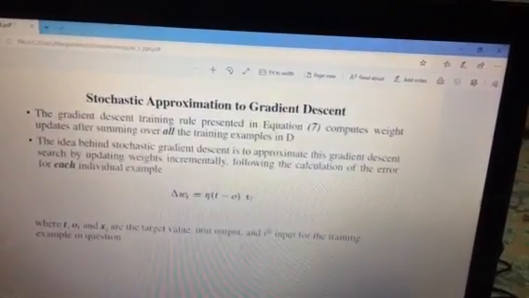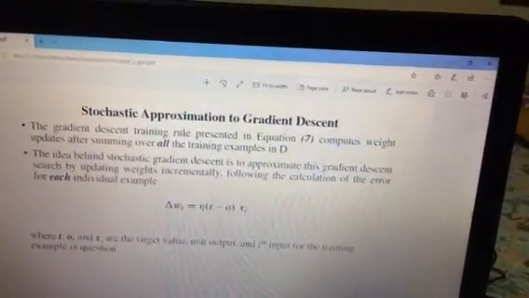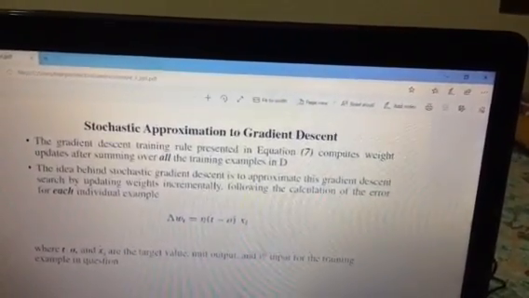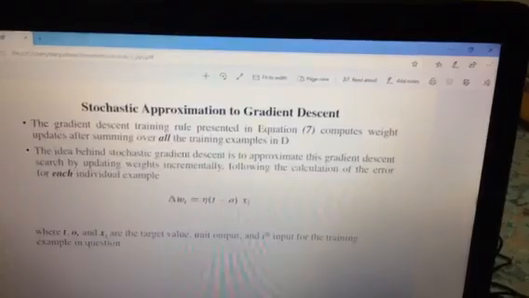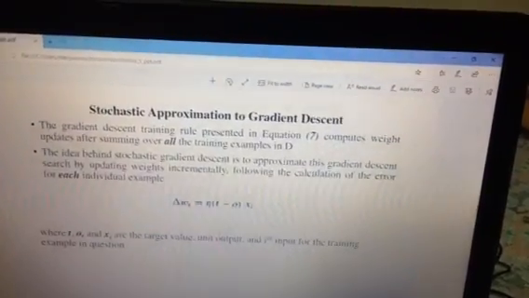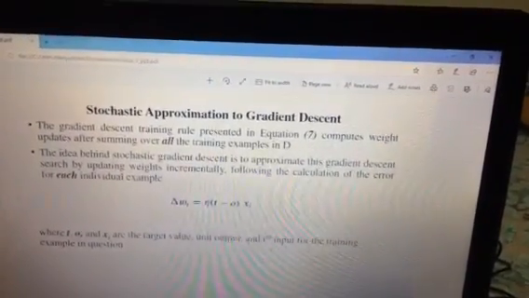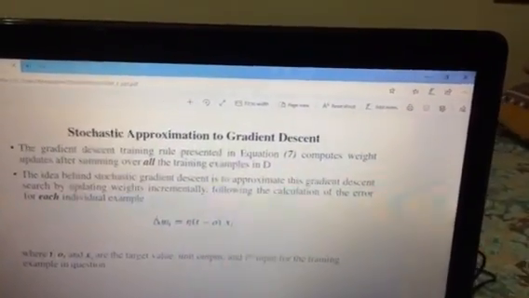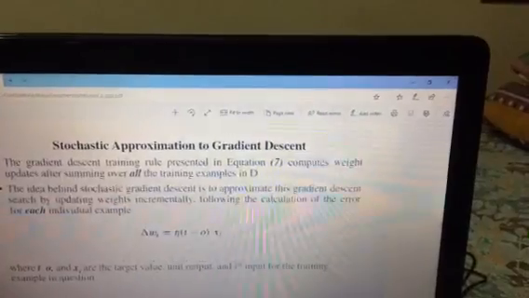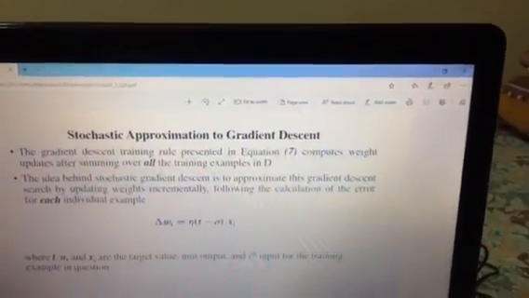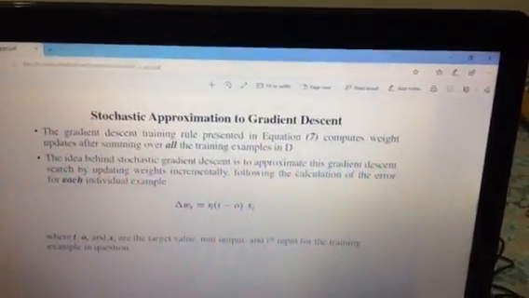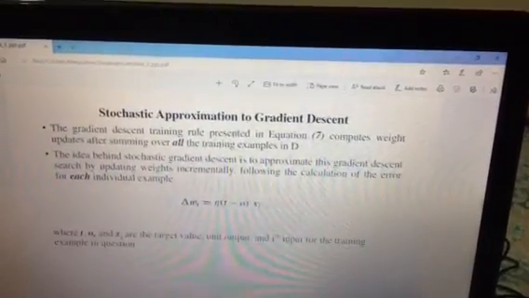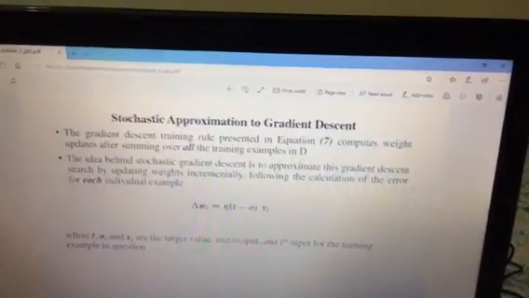So now we are applying a stochastic approximation to gradient descent. First, understand the meaning of gradient descent and the formulas we are using in it. Next we'll see the stochastic approximation to gradient descent. If we consider gradient descent, a gradient is nothing but a smallest change, and a descent is nothing but a decrease in the error value step by step.